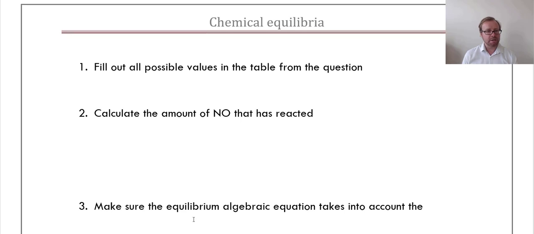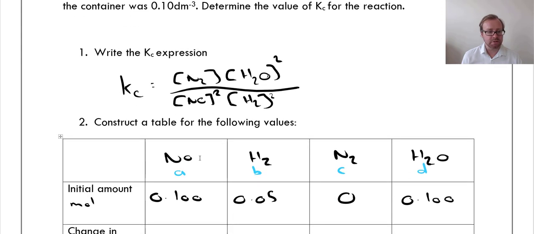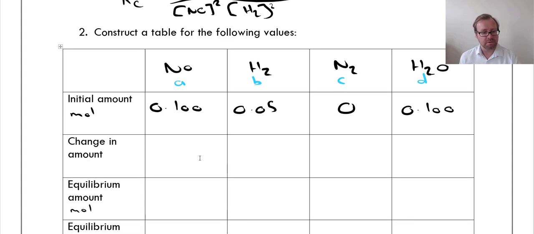Okay, so calculate the amount of NO that has reacted. What do we mean by this? From the equation, I started with 0.10 moles of NO, and at equilibrium the amount of NO was found to be 0.062. I forgot about this, so I can fill this out as well.